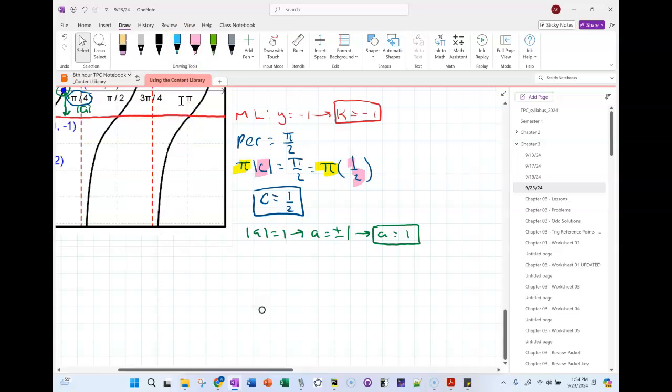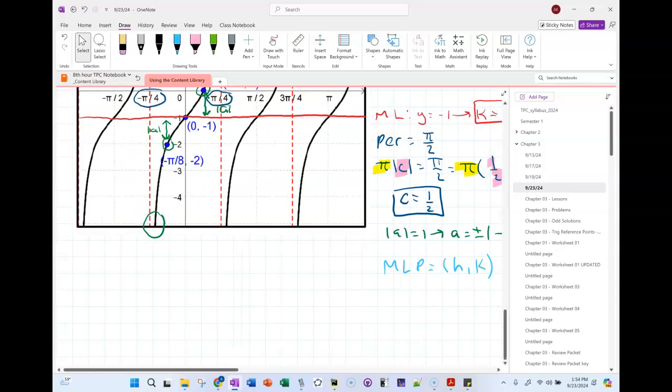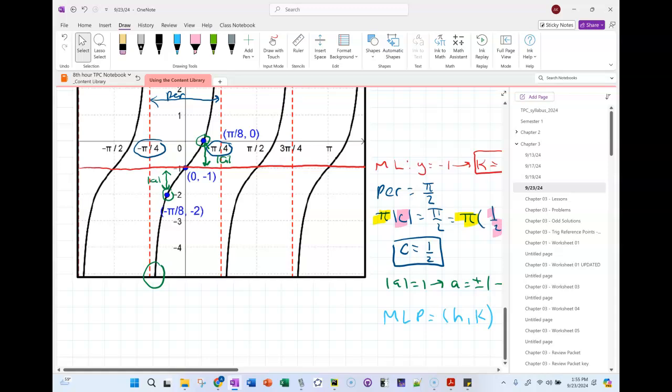All right, we got one thing left to still find. What do we still need? H. Right, we have K, we have C, we have A. We don't have H yet. So for tangent, that midline point is always going to be H comma K, just like it is for sine. So I just need to go and find my midline point, which is 0, 1. So what's H then? 0.